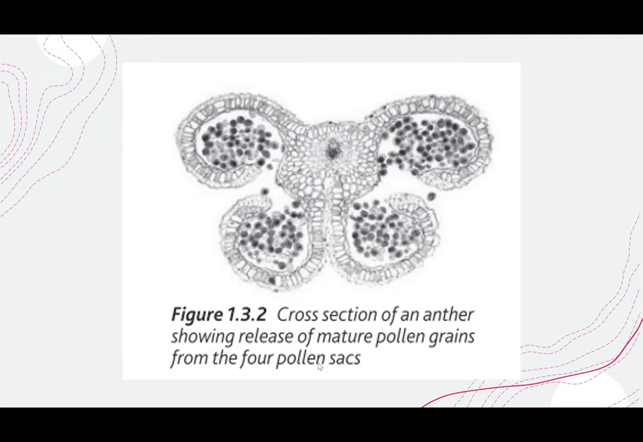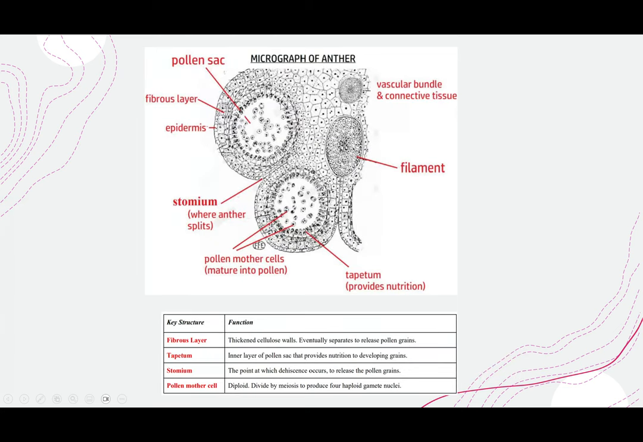This is a cross section of the mature anther when it opens, with mature pollen grains leaving. We have the structure of the anther here, and the dark circles that we're seeing on the electron micrograph are the mature pollen grains. Each anther has four pollen sacs, and when it matures, they open and allow the ejection of the pollen grains. So generally, we have a micrograph of an anther. We are supposed to know how to draw these and understand how they work.